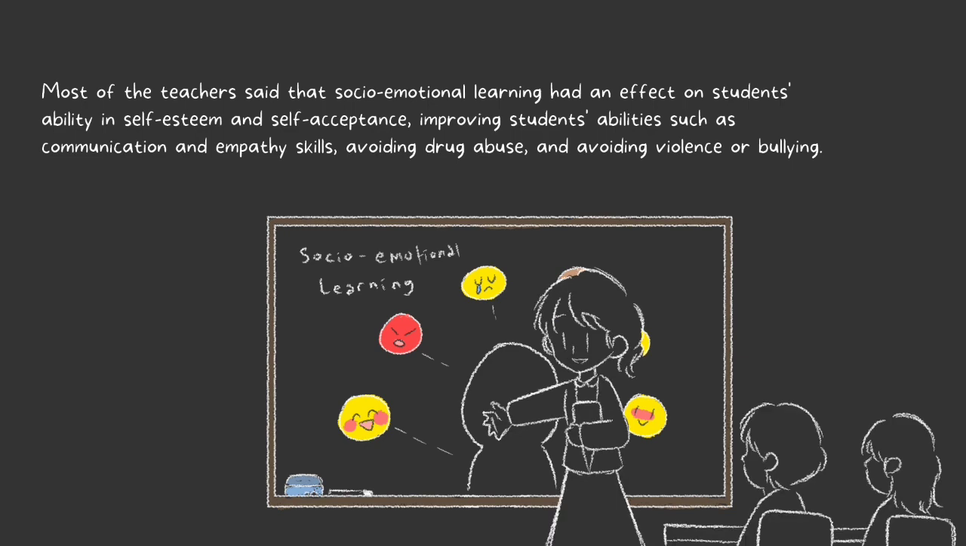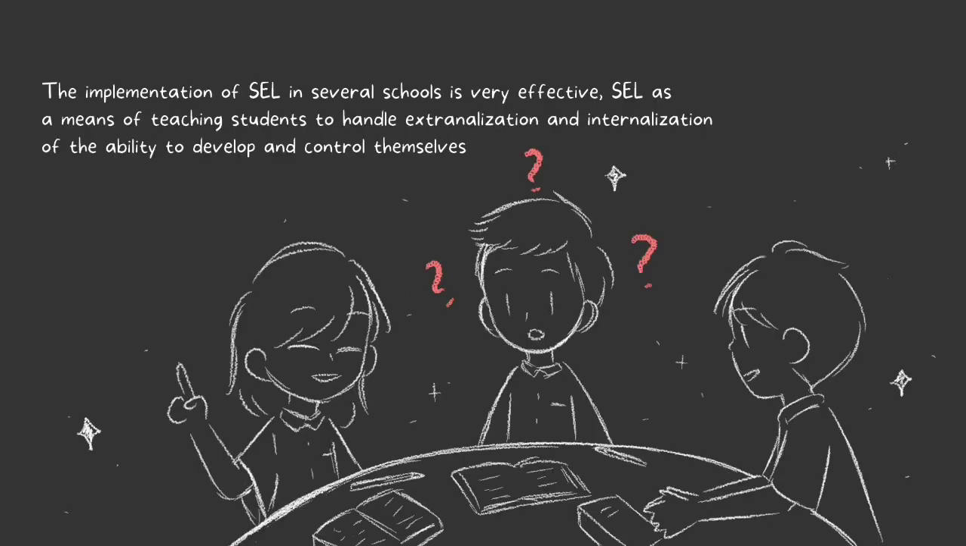Research findings. Most of the teachers said that socio-emotional learning had an effect on students' self-esteem and self-acceptance, improving students' abilities such as communication and empathy skills, avoiding drug abuse, and avoiding violence or bullying. The implementation of SEL in several schools is very effective. SEL is a means of teaching students to handle externalizations and internalizations of the ability to develop and control themselves.